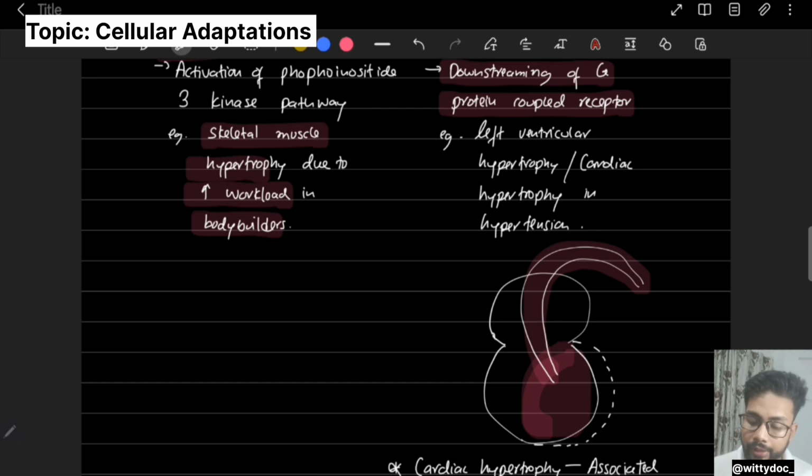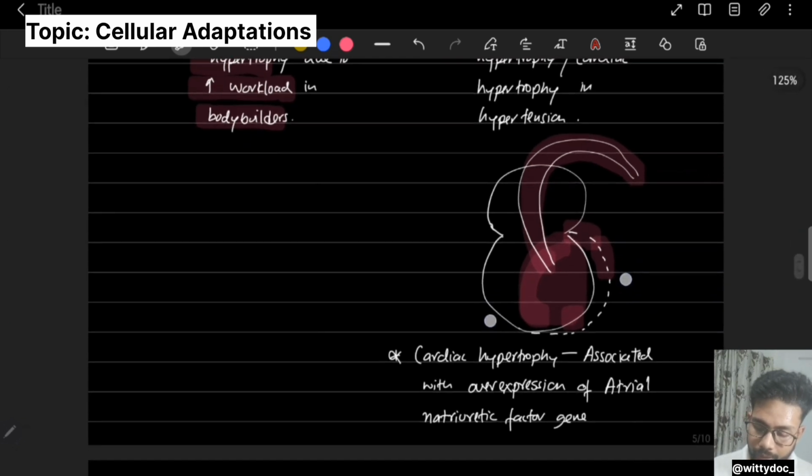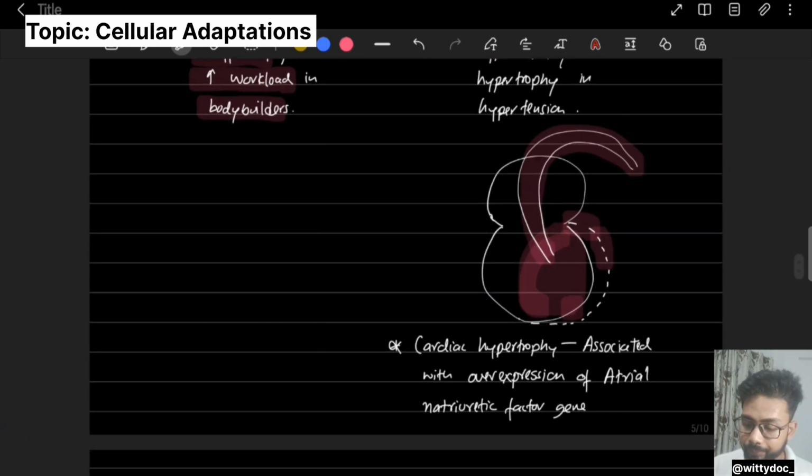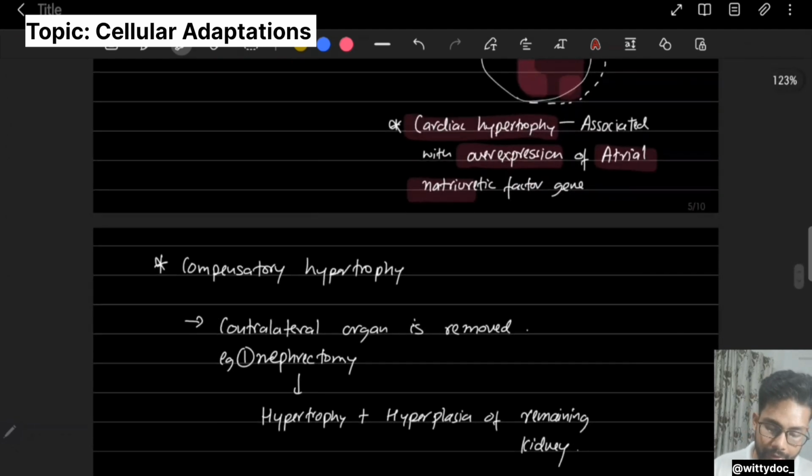So more workload in the left ventricle can be seen, so that's why there will be left ventricular hypertrophy. So this is an example of pathological hypertrophy. Another thing to be memorized is that cardiac hypertrophy or left ventricular hypertrophy is associated with overexpression of this gene, the atrial natriuretic factor gene. Okay, please remember this.